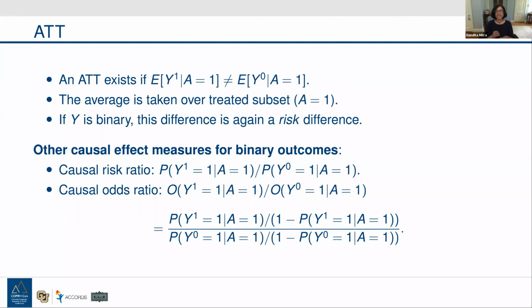Now, if we're thinking about the ATT, or the average treatment effect amongst the treated, then what we're doing is we are now subsetting to those people who are actually treated, and we're still comparing the average potential outcome under treatment versus the average potential outcome if they were not treated. And again, this average is taken over the treated subset. So if Y is binary, this difference is again a risk difference, and you could always estimate a causal risk ratio or a causal odds ratio.